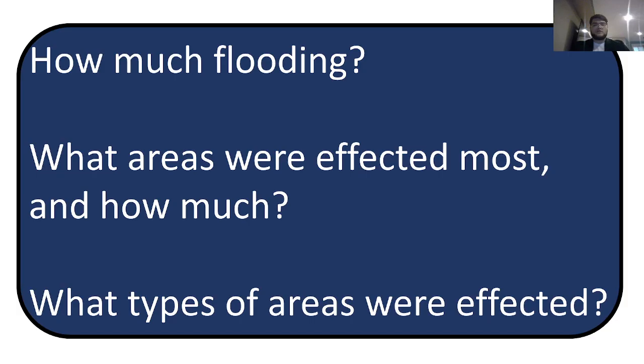Some questions I want you to think about as I'm going through this: how much flooding was there? What areas were affected most? How much area was affected? What types of areas were those? As in, did we lose a lot of agricultural land? Were the buildings affected a lot? Depending on how you look at this information, you can gather a lot of different details.